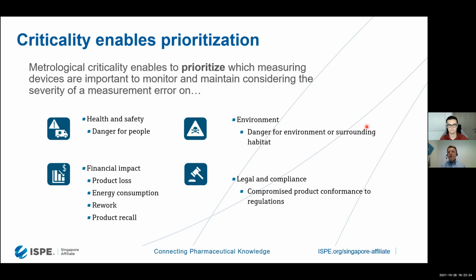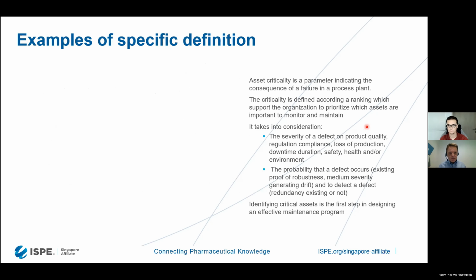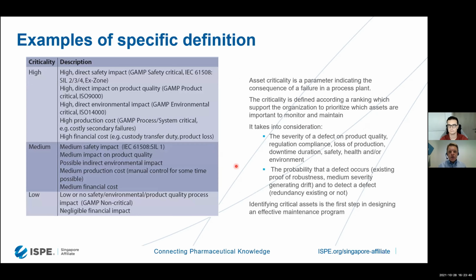So you see, criticality is not something that is uniquely defined for all, but there are some specific examples which we'll see on the next slide. As I said, criticality mainly has two factors. One is the severity: how serious will the problem be if the device fails or goes out of compliance? The other is the probability of such an event. How probable is it that this event can occur?